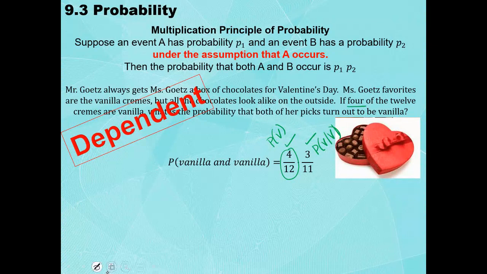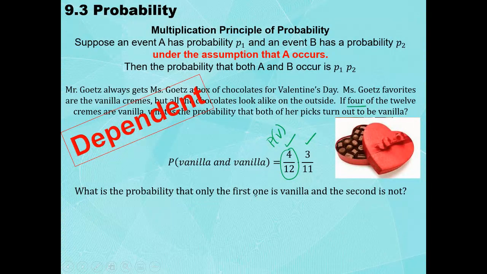Oh, wait. That was a poor way to say it. I take that back. This is the probability of taking vanilla from the total, now that there's already 1 vanilla gone and the total has been reduced.